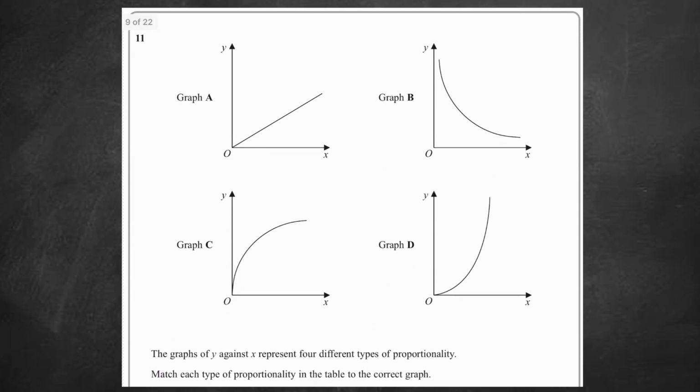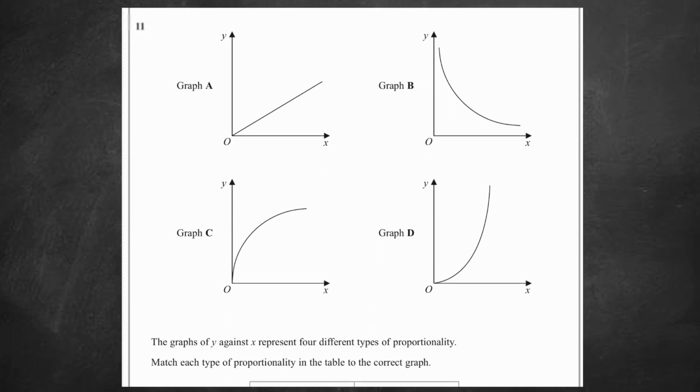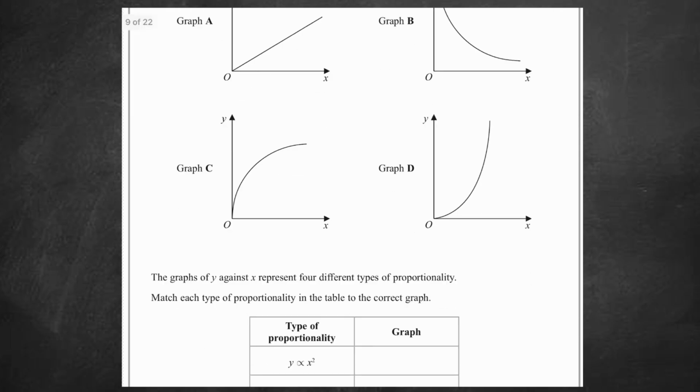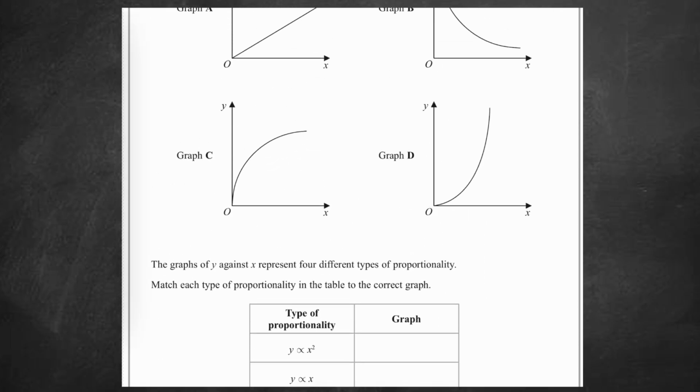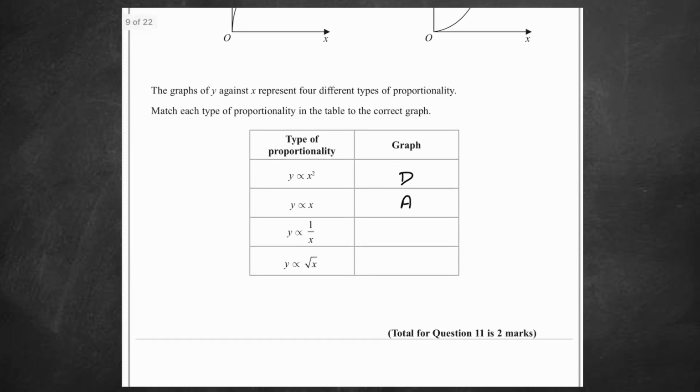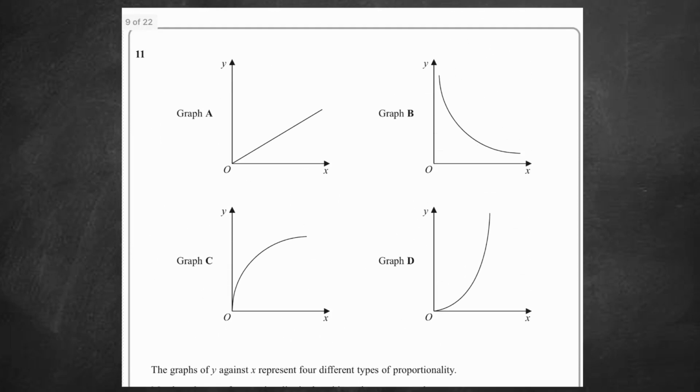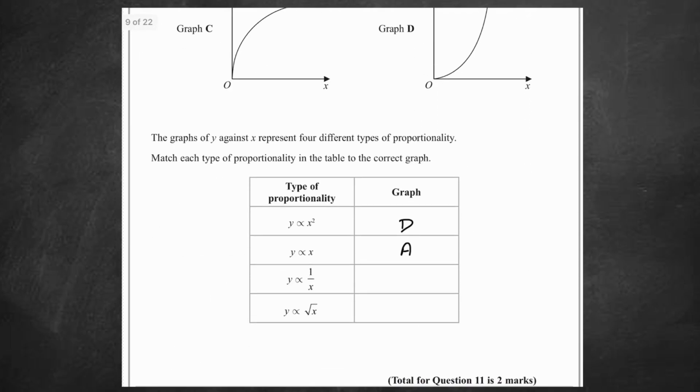Question number 11. The graphs of y against x represent 4 different types of proportionality. Match each type of proportionality in the table to the correct graph. What have we got? y is proportional to x squared, so graph D is shaped like an x squared graph. y is proportional to x will be a straight line, and we've only got one of those, so that is graph A. Then we've got y is proportional to 1 over x. Well, that'll be the one that doesn't touch 0, which will be graph B. And then the last one must be graph C, as it's the only one we've got left.